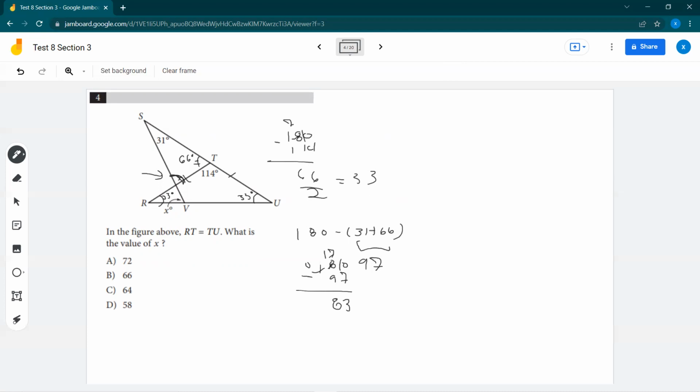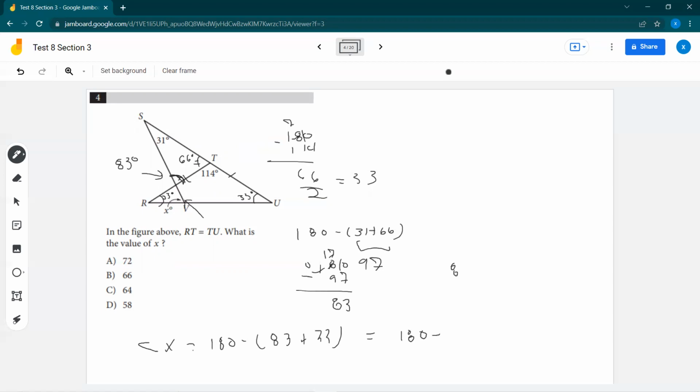So this is 83. Now to find x, we know that this angle here is 33, and this angle here is 83. So angle x is just going to be 180 minus those two. So angle x is therefore 180 minus 83 plus 33.